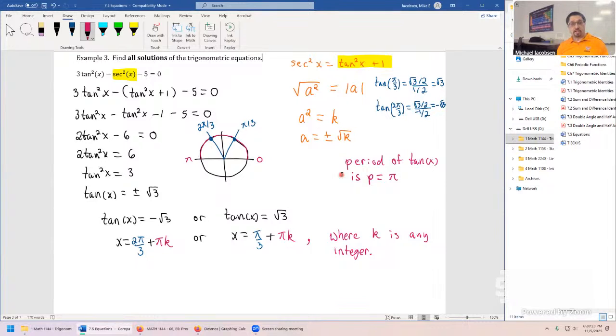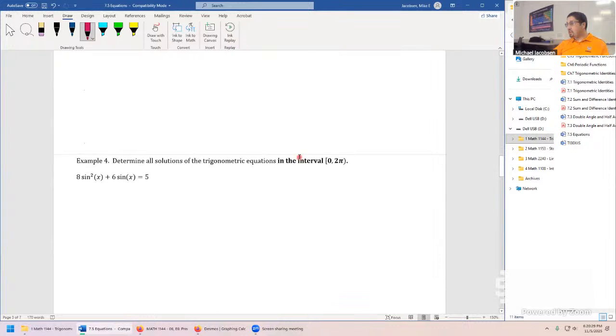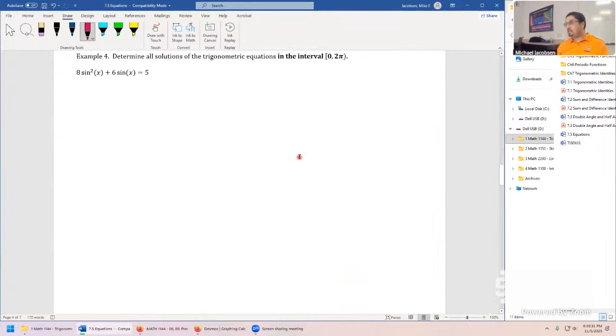Okay, well, so far examples 1, 2, and 3, instructions said find all solutions. We're just reinforcing the concept that a trigonometric equation by default has infinitely many solutions. But sometimes we're only looking for a specific set of solutions. So this is a common set of problems as well. Determine all solutions in the interval 0 to 2 pi. Sometimes those are just the main solutions we want, and that's where the equation solving would end.